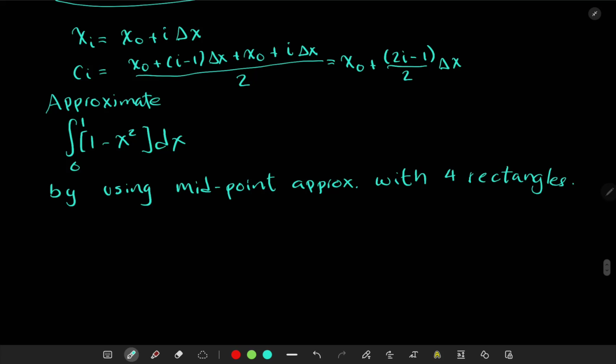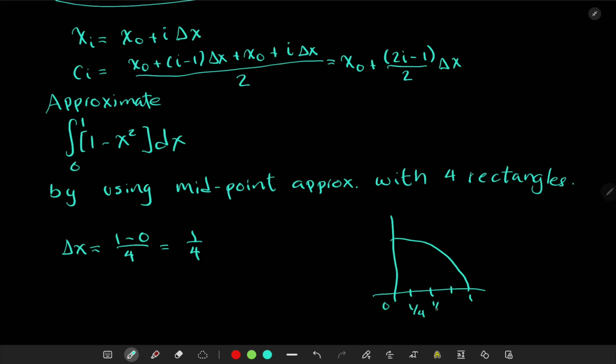So what we're going to start with is our delta x. Delta x is going to be 1 minus 0 over, b minus a over n. In this case, n is going to be 4. So I'm going to have that my delta x is 1/4. Graphically, what that means is I have my graph between 0 and 1, just a parabola that opens down. And I'm going to be dividing, so between 0 and 1, I'll divide it into 4. So the first term is going to be 1/4. So the intervals are going to be 1/4, 1/2, 3/4, and 1. All right, so those are going to be my endpoints.